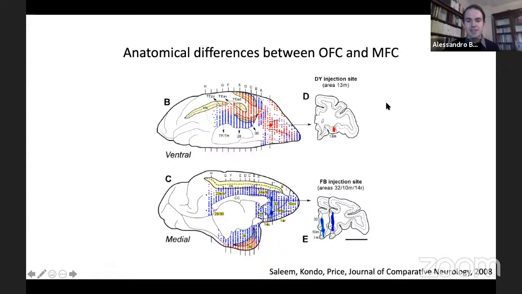These two areas are sometimes confused as if they were a single one, but if you look at anatomical studies, they have different connectivity profiles, with the medial frontal cortex being connected with the rest of the medial part of the brain, including cingulate and medial temporal lobe, whereas the OFC has a different profile.